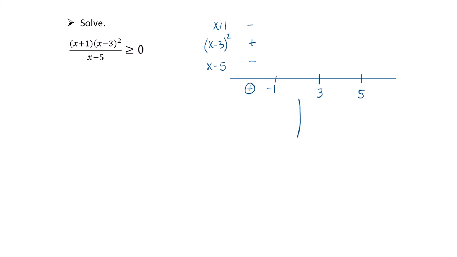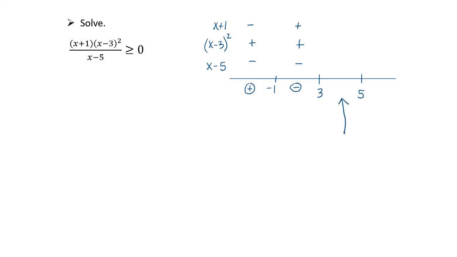Now we're testing the next interval. Let's test a 0. 0 plus 1 is positive. 0 minus 3 is negative 3. Negative 3 squared is positive 9. 0 minus 5 is negative. Now I have an odd number of negative signs, which makes this interval negative.